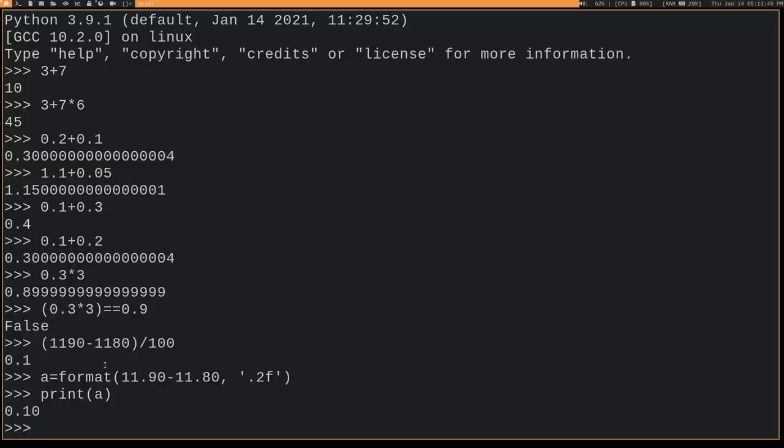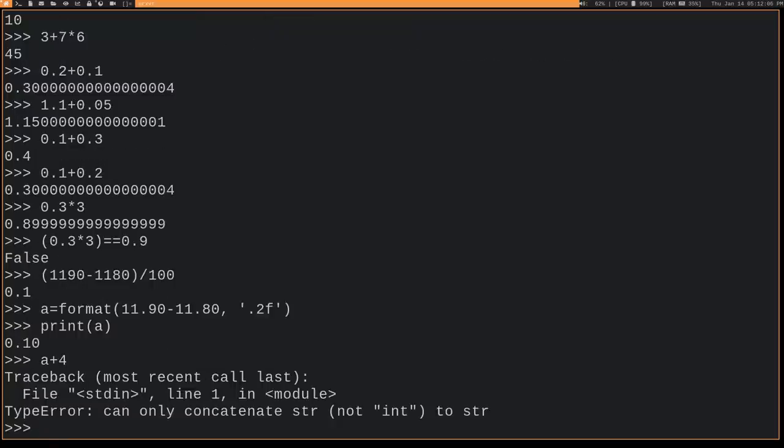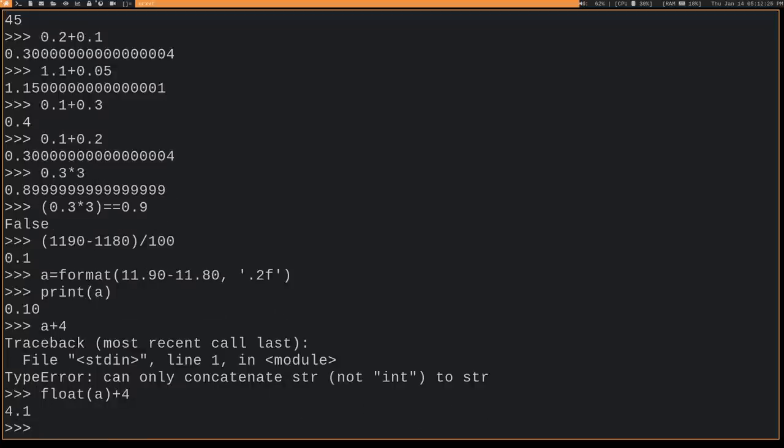Now, if you're going to do it this way, I guess it's not really as elegant. It sort of depends on what situation you're in, but you're creating a different type here. So for example, you couldn't then do A plus 4, because you're going to get this type error. You can't add an integer to a string. So you're going to have to keep that in mind. If you're going to end up using A for any more transactions or any more math in the program, you're going to want to convert it to a float first, and then you can add a number to it. And there we go, we get 4.1.